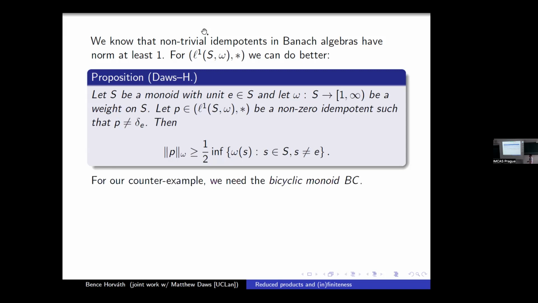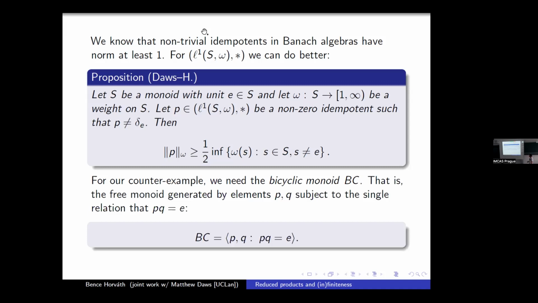For the explicit counterexample that I mentioned, we use the bicyclic monoid. Bicyclic or bicyclic? Which side of the Atlantic, I guess. Yeah, my education is Cambridge, so. We use the bicyclic monoid, which is the free monoid generated by two elements, P and Q, subject to this single relation that PQ is the identity. So it's usually written like this.